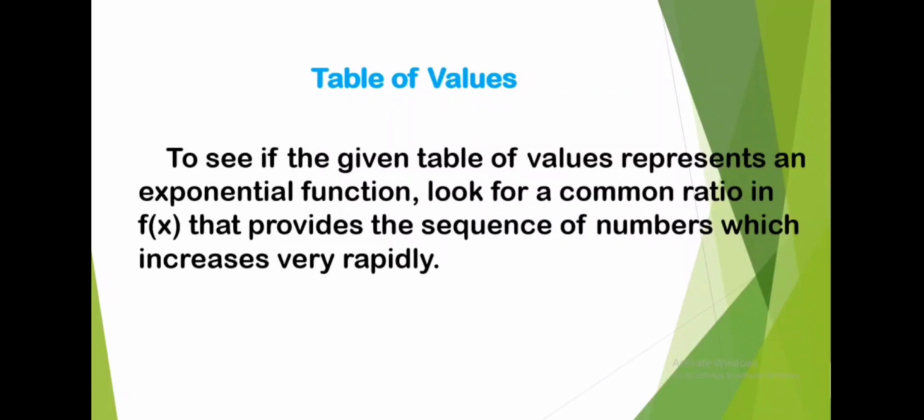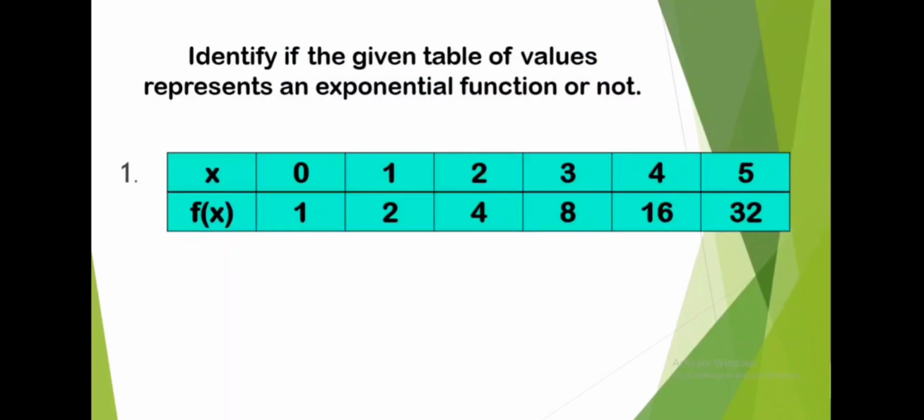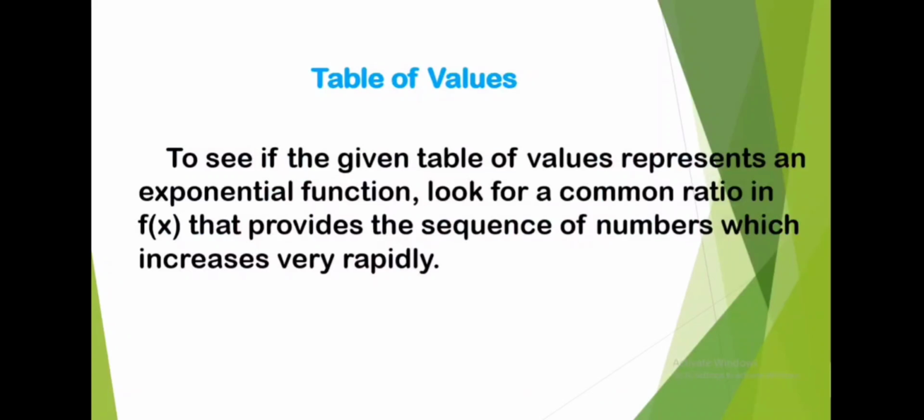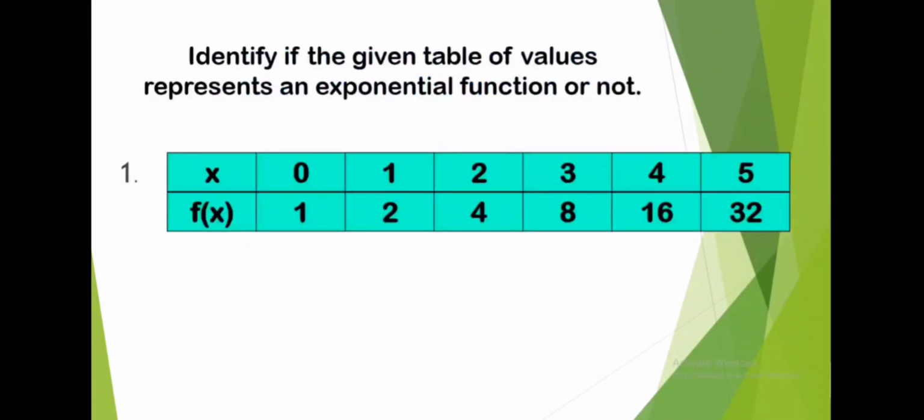To see if the given table of values represents an exponential function, look for a common ratio in f of x that provides the sequence of numbers which increases very rapidly. This time, help me identify if the given table of values represents an exponential function or not. Let us review that to identify if a table of value represents an exponential function, we should look for a common ratio. So let us have our first item.